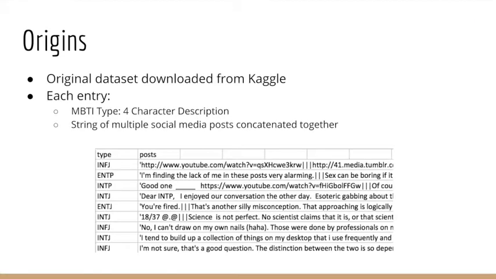The data. The original data set that I downloaded was from Kaggle. Each entry has a Myers-Briggs Type Indicator, which is the four-character item in the leftmost column, and then one long string of concatenated social media posts. So for each person, it has their type and the last X social media posts they've made over a certain period of time. I'm not entirely sure how long that period was, but I'm certain that each person has at least their most recent 20 posts.